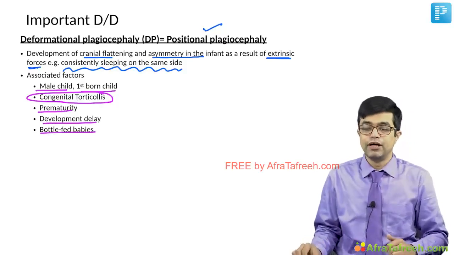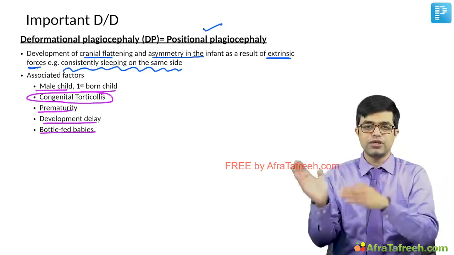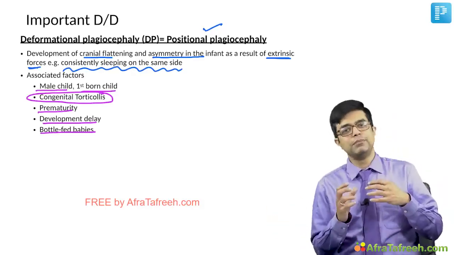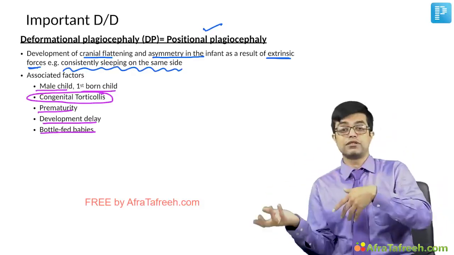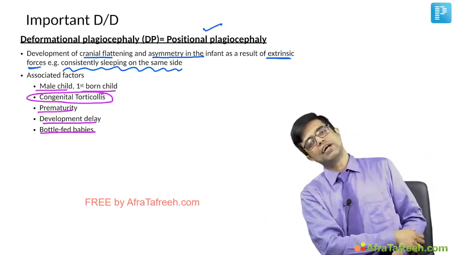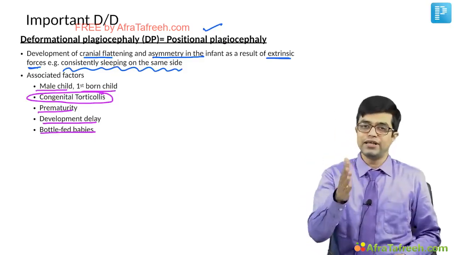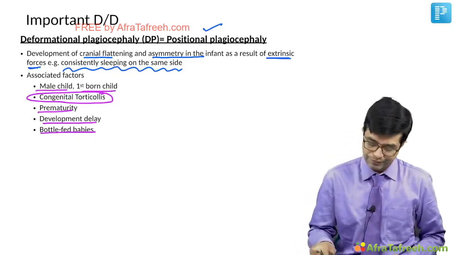A child who is exclusively breastfed will have the position during feeding changing from one breast to the other. But a bottle-fed baby will always be lying on one side, whichever side the child prefers, and he will always be sucking, or the mother will be putting the bottle, and so he will keep the head in one position persistently. It will increase the chance of plagiocephaly.